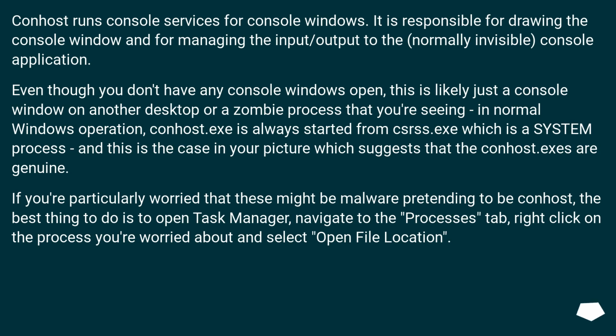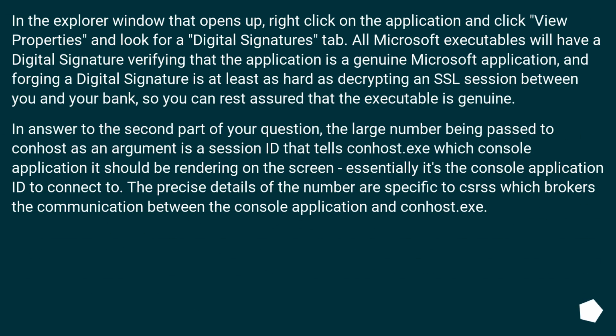If you're particularly worried that these might be malware pretending to be conhost, the best thing to do is to open Task Manager, navigate to the Processes tab, right-click on the process you're worried about and select Open File Location. In the Explorer window that opens up, right-click on the application and click View Properties and look for a Digital Signatures tab. All Microsoft executables will have a digital signature verifying that the application is a genuine Microsoft application, and forging a digital signature is at least as hard as decrypting an SSL session between you and your bank, so you can rest assured that the executable is genuine.